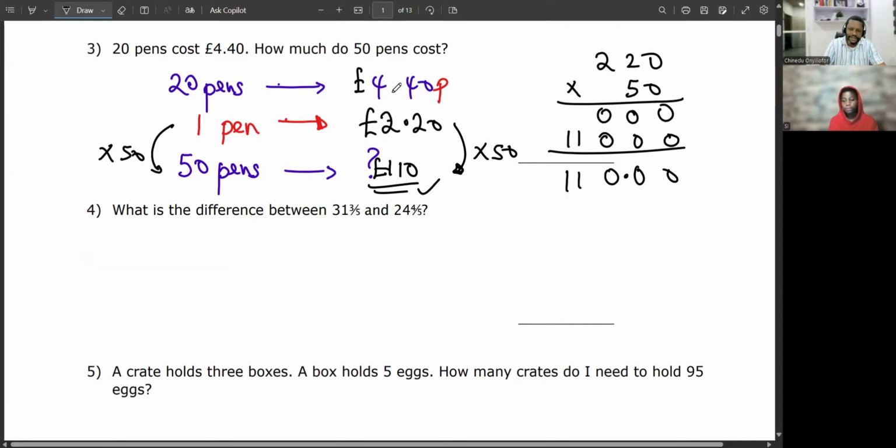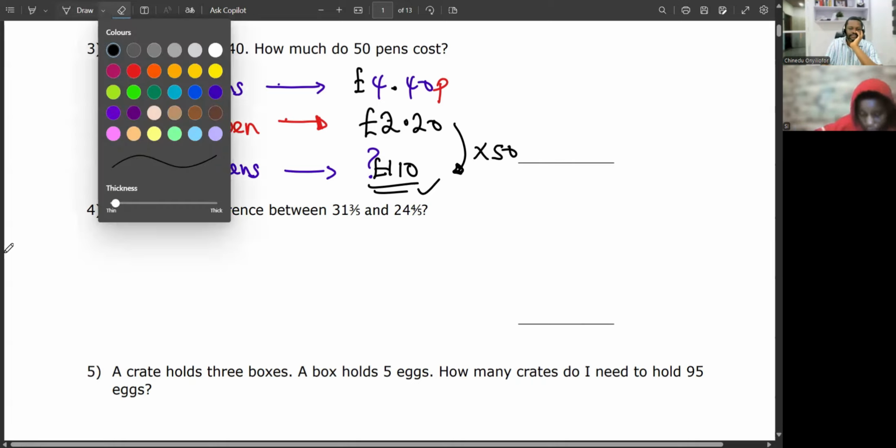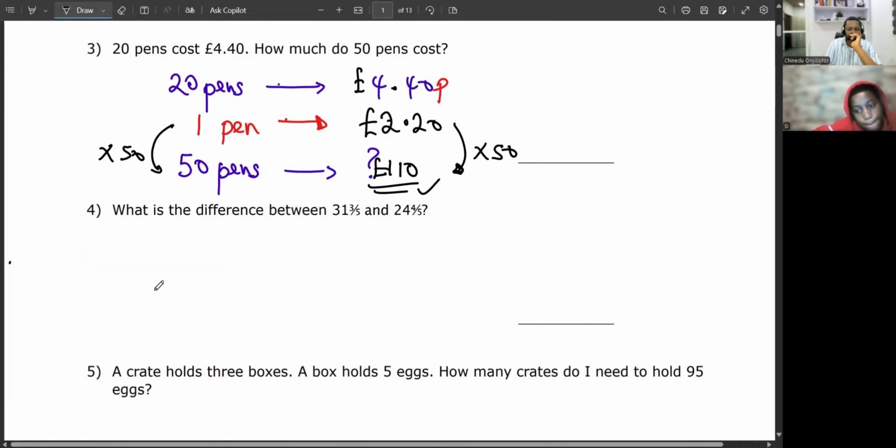Okay, all right. Let's go to number 4. What is the difference between 31 whole and 3/5 and 24 whole 4/5? So we already know the fractions give 1/5, and then we do 31 take away 24, that's 7. So it has to be 7 wholes and 1/5.